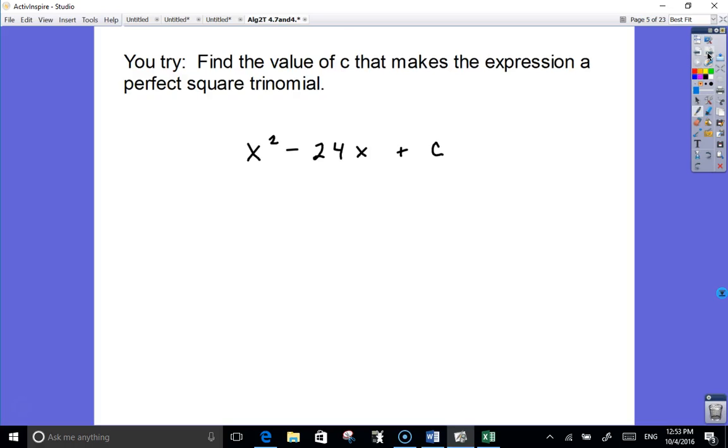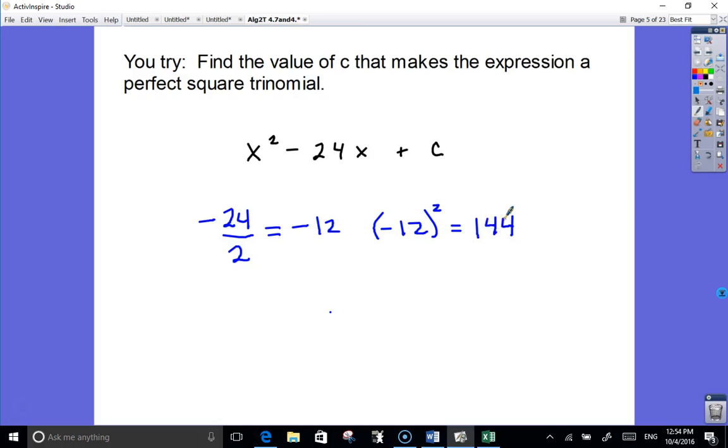What did you do first? You took negative 24 and you did what with it? Divide by 2 and you got negative 12, okay? And then what did you do? Then you said negative 12 squared is positive 144. Don't make a mistake like that.